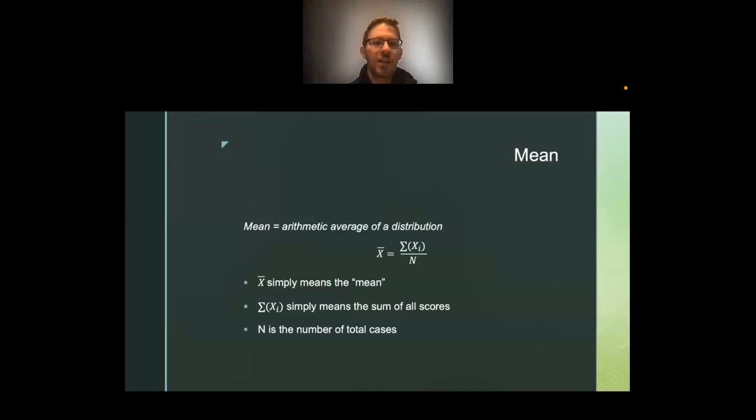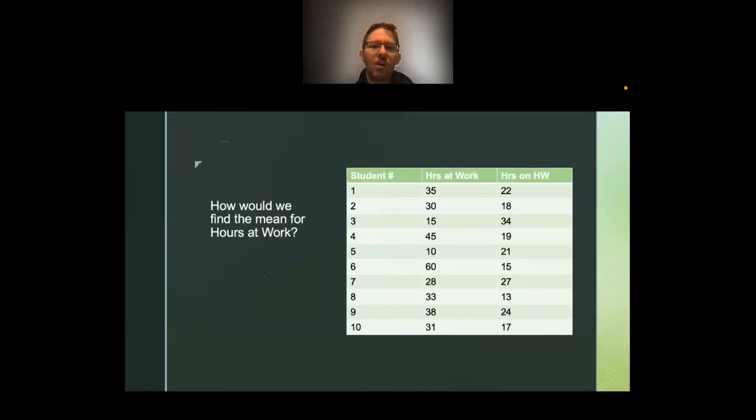And this is just the statistical notation for describing that. So I'll read it to you. X bar is equal to the sigma of X of i divided by N. So sigma just means you add up everything repeated within its parentheses, and X of i is telling you what to repeat. So if we go back to our mini data set, how would you find the mean for hours of work and hours on homework? Pause this and try to figure it out for yourself.